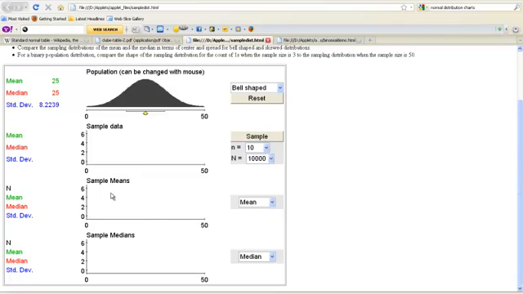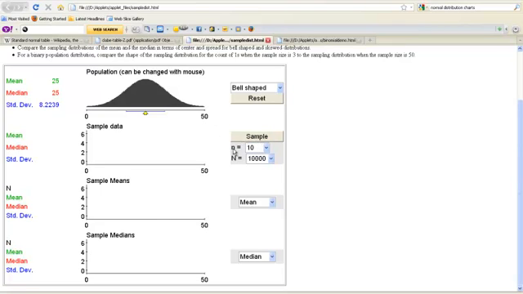Unfortunately, this applet only has things for sample means, not for sample standard deviations. So it's very difficult to do sampling distributions around standard deviations with this applet. In fact, it's impossible. It also doesn't talk about sample proportions, but I think that this will give you an idea. Okay, so here's what we're going to do.